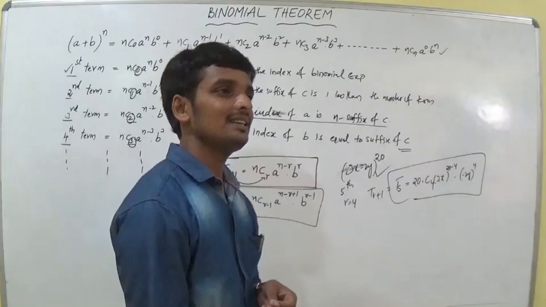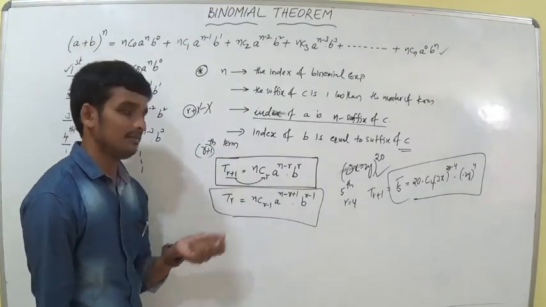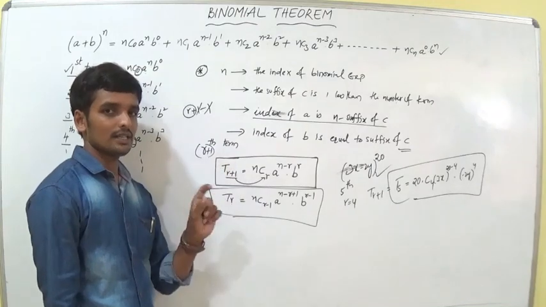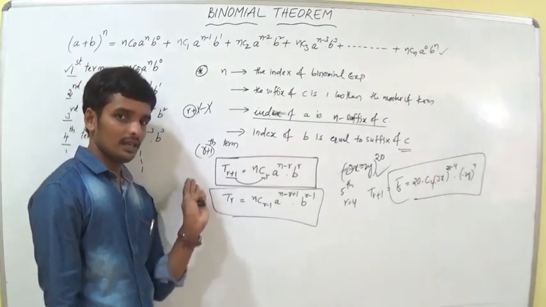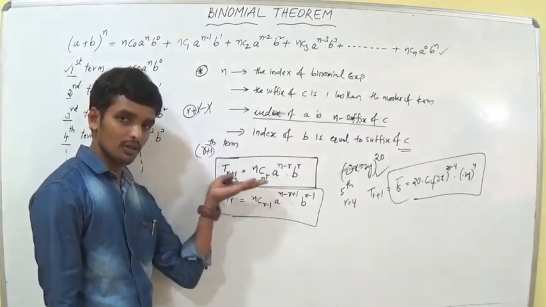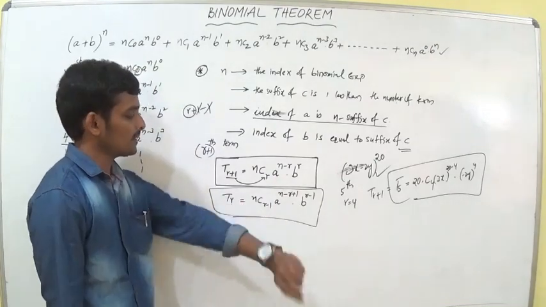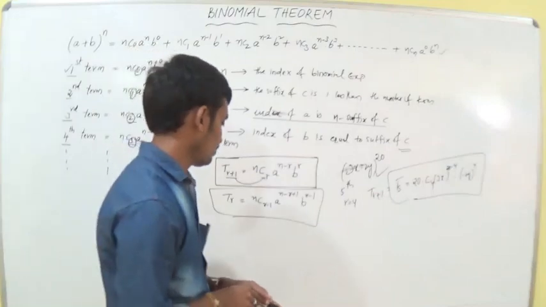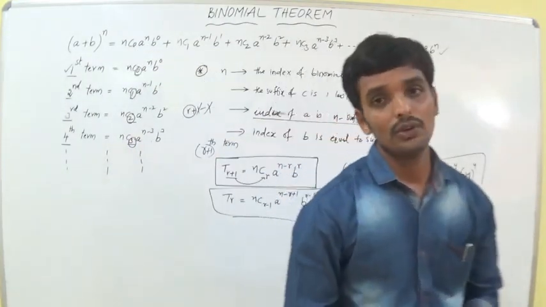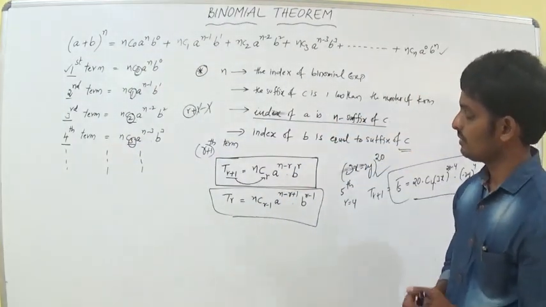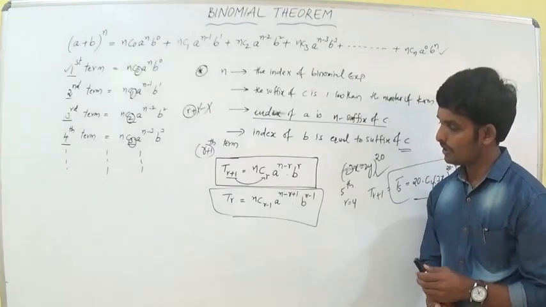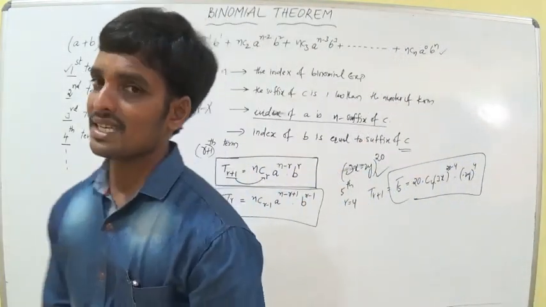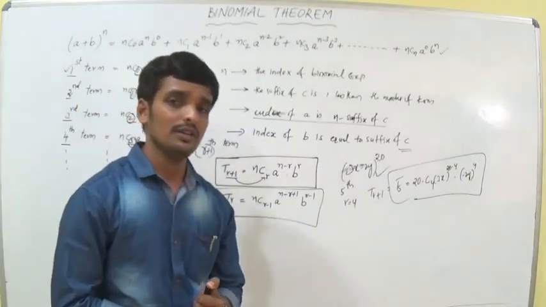T(r) means the rth term. Actually I started with the rth term, so you were getting some confusion. That's why I wrote T(r+1). Now we are writing T(r). T(r+1) is nCr a power n minus r into b power r. T(r) is equal to nC(r-1) into a power n minus r plus 1 into b power r minus 1. So you can understand these four points very clearly.